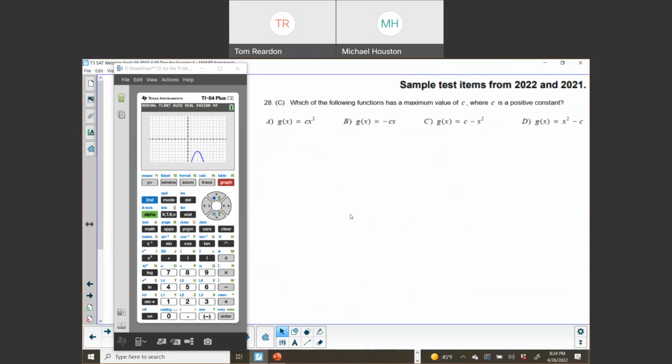So here's one for you that's very similar but different. This was a calculator one. Which of the following functions has a maximum value of c, where c is a positive constant? So again, let me give you a few seconds to think about that before I show you my suggestions.